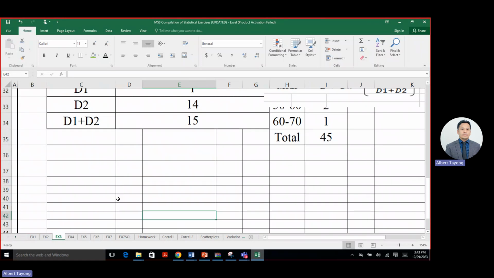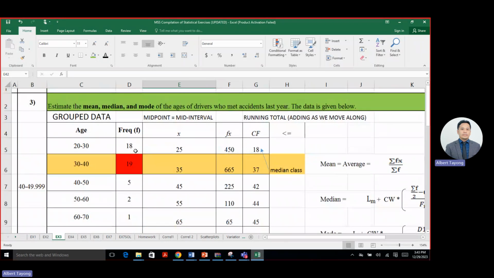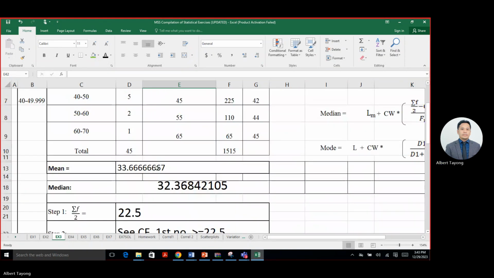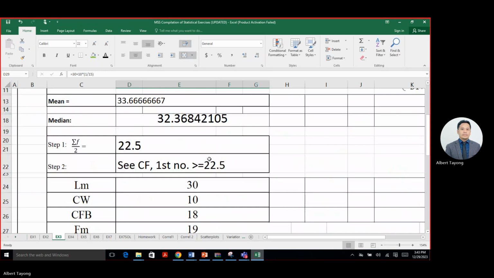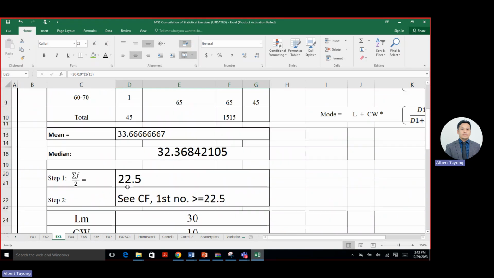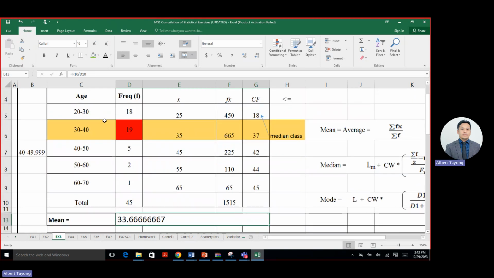So what's the meaning of this? This means that most of the drivers who met accidents last year are age 30 to 33 or 33 point something. So 34, from 30 to 34 approximately, 33.666. And you can see it here, 20 to 30, 30 to 40, we have 18 and 19. So most of the drivers who met accidents are from this intervals, from 20 to 40.